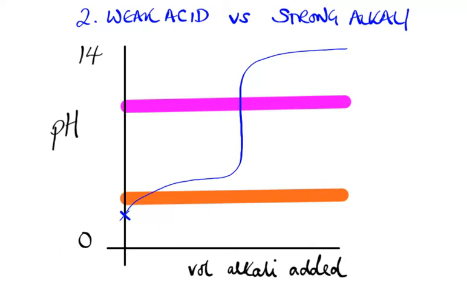Now we can see that our methyl orange is changing colour almost at the start of the titration, which is not what we want whatsoever. So methyl orange would be a very poor choice for this indicator. However, the phenolphthalein lying in the vertical section of the curve will be absolutely fine.